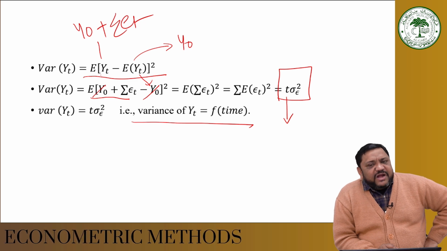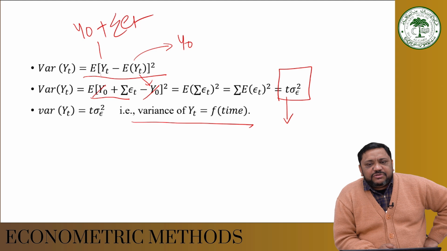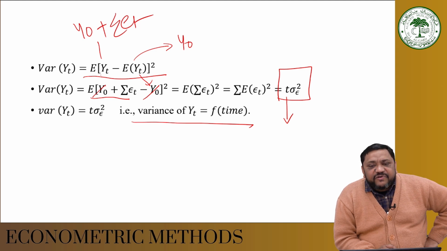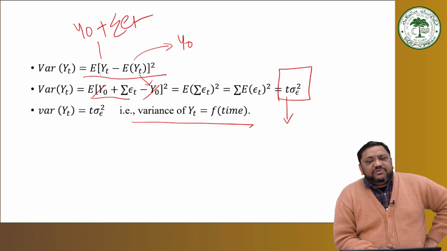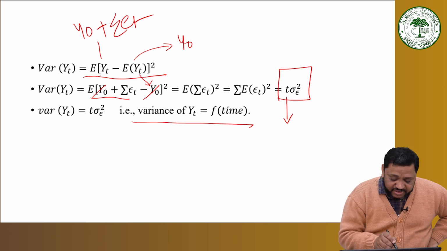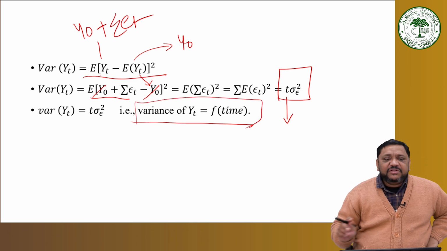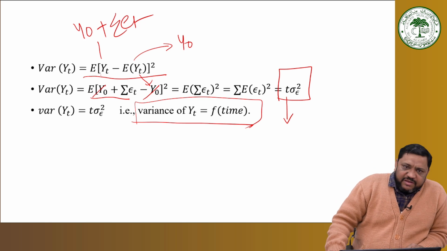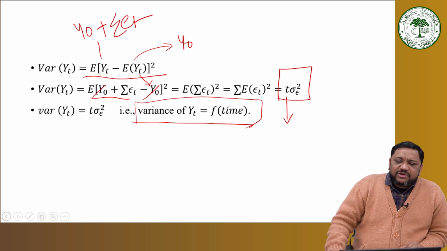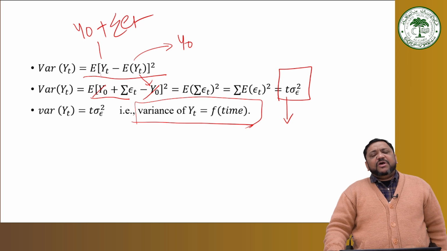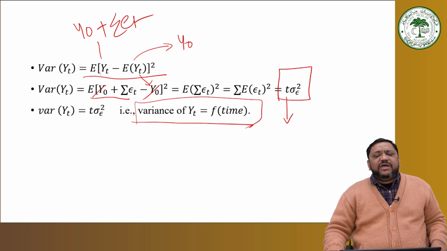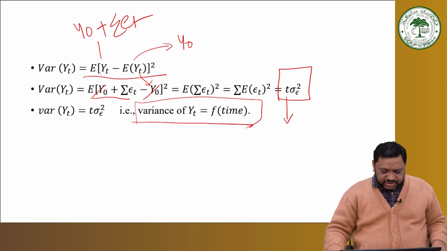So in the case of a random walk, the effect of a shock doesn't die out. It has an infinite memory. The shock is integrated into the series. Based on this, the variance depends upon time, meaning thereby this is a non-stationary process. So the first model, random walk without drift and without trend, is a non-stationary process.